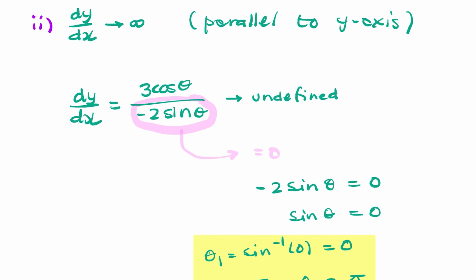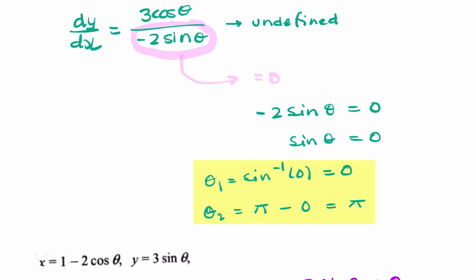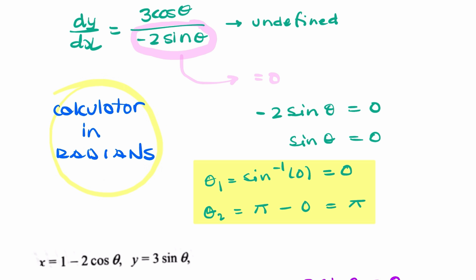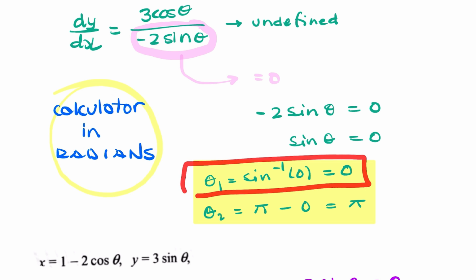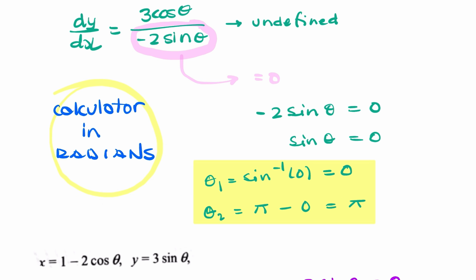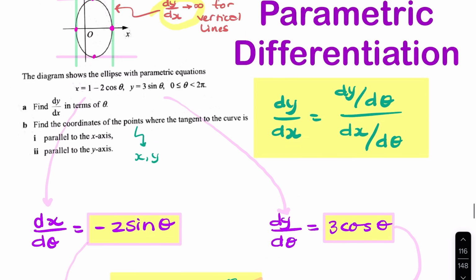Remember, always have your calculator in radians whenever you're doing this kind of question. So whether it's integration, differentiation, or polar parametric differentiation, you need to have your calculator in radians. Otherwise, you'll probably get the wrong answer. You might be lucky to get this one right, but everything else would be wrong. So I hope you found that helpful.